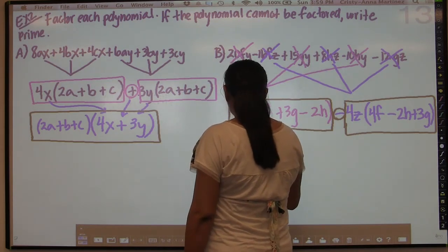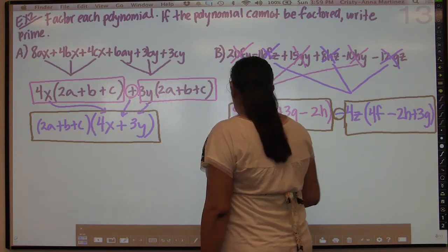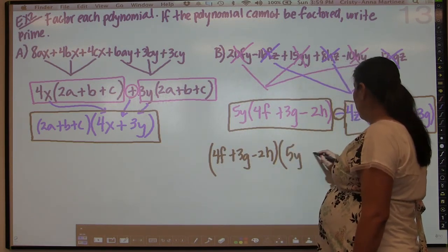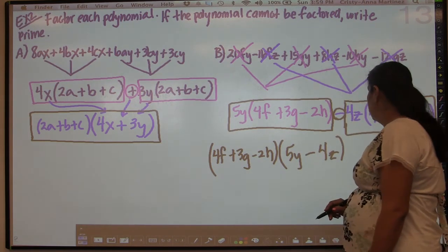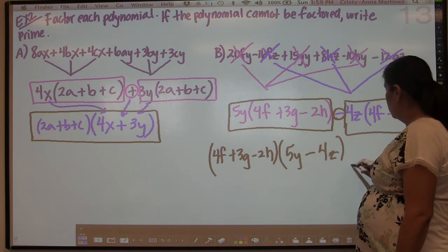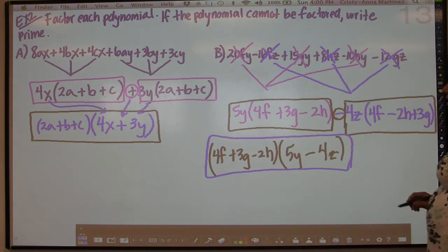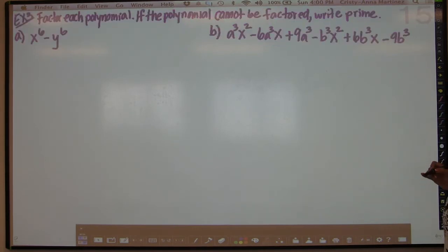4f plus 3g minus 2h. And then what's left in the box is going to be 5y minus, because of this minus here, 4z. And that will be our final answer. And that is how you factor by grouping. I hope that made sense for you. And so now I would like for you to try these 2 examples on your own, and then we'll move on to the next task.